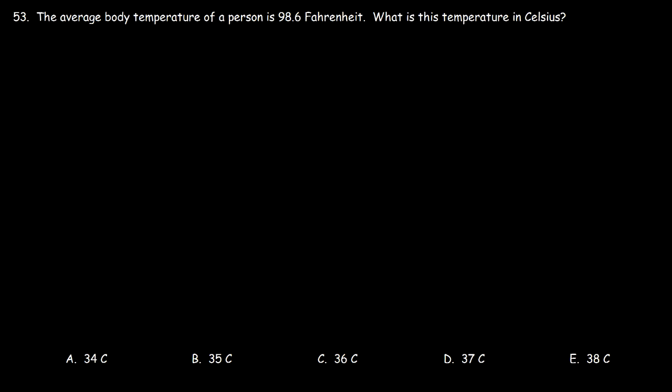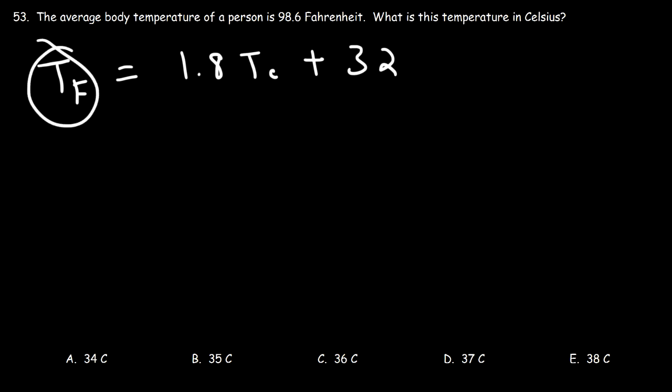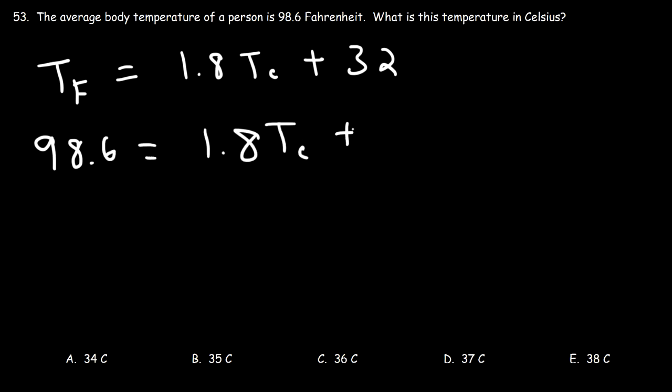53. The average body temperature of a person is 98.6 Fahrenheit. What is this temperature in Celsius? So here's the formula that relates Fahrenheit to the Celsius temperature. The Fahrenheit temperature is 1.8 times the Celsius temperature plus 32. So let's plug in the Fahrenheit temperature. Let's replace it with 98.6. Let's solve for the Celsius temperature.